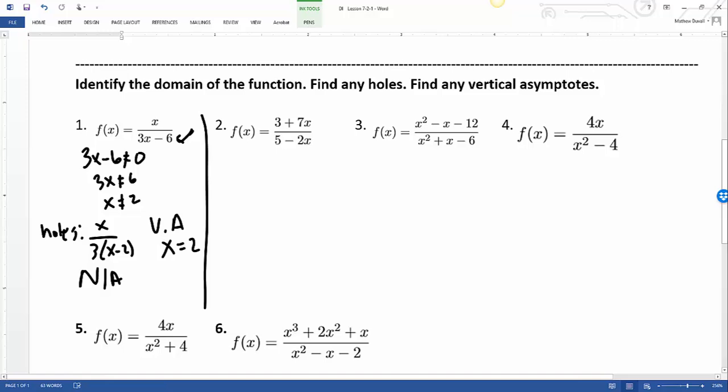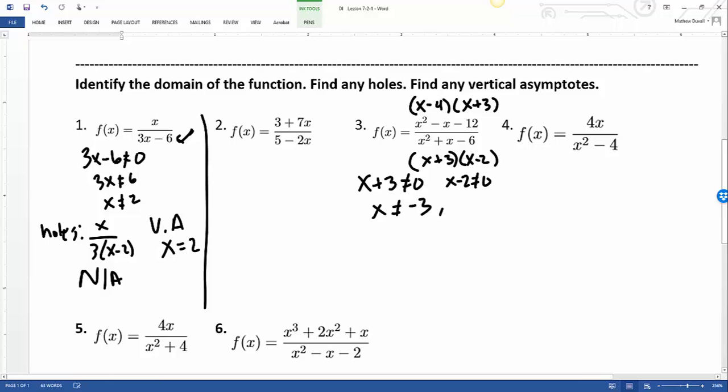For number 3, if I factor it, I'm going to get x minus 4, x plus 3. And here I get x plus 3, x minus 2. So for my domain restrictions, I set the denominator to where it can't equal 0. So I get x cannot equal negative 3, and x cannot equal 2. So the domain is all real numbers except x can't be that.